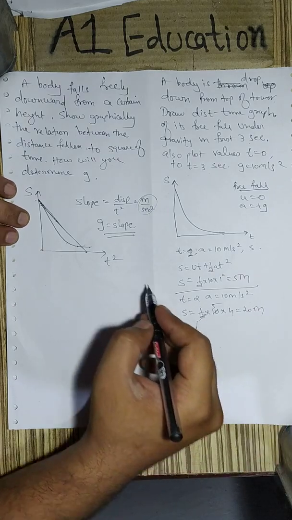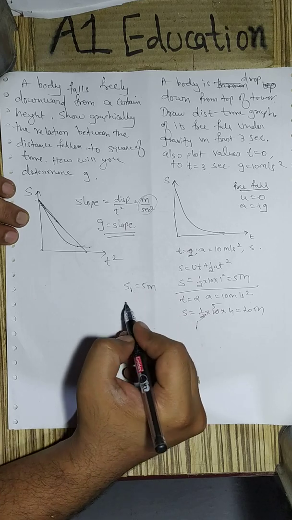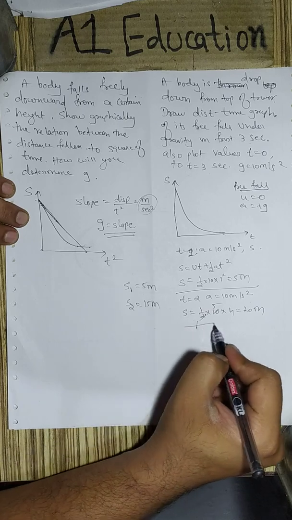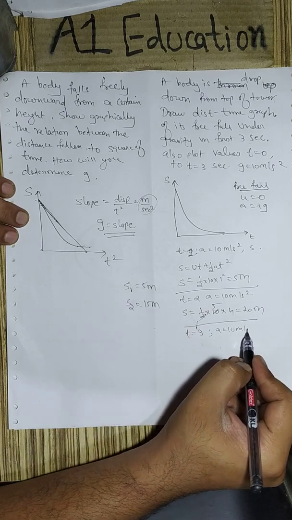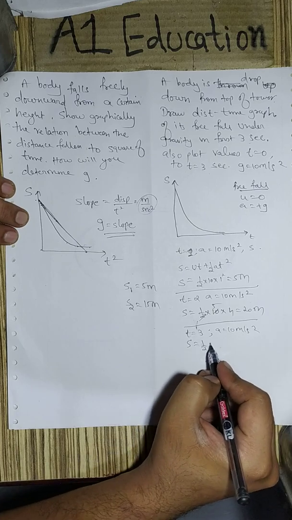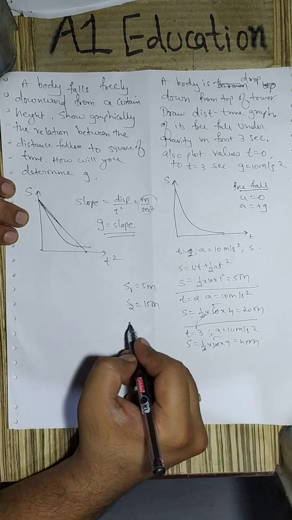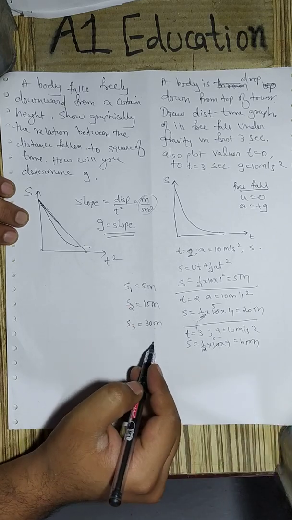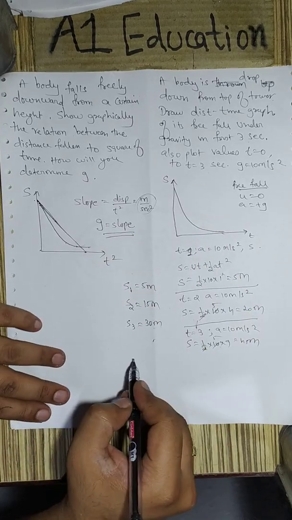So we can conclude that in the first second it falls by 5 meters, in the second second it falls by 15 meters. Now in 3 seconds, what will be the total displacement? If we calculate, it will be 45 meters. So in the third second it falls 30 meters. We see it is increasing.